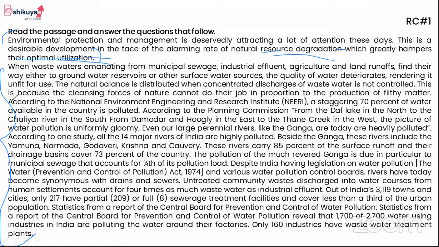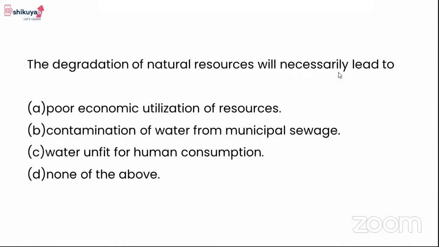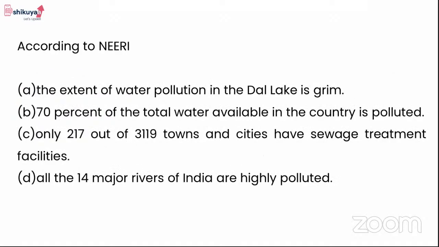Whenever I go to such questions, I can quickly understand in which passage the answer will be. Understood? So while reading for the first time, when you use your skimming method, you will make a note of each passage, each paragraph, so that when you try to solve the question, you will be quickly able to select your answer. So our first answer, the degradation of natural resource will necessarily lead to poor economic utilization of resources. Let us go to the next question.